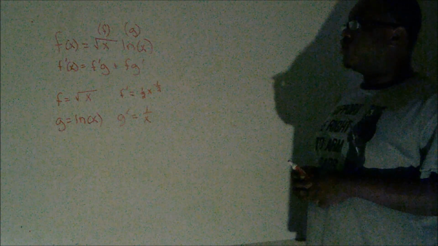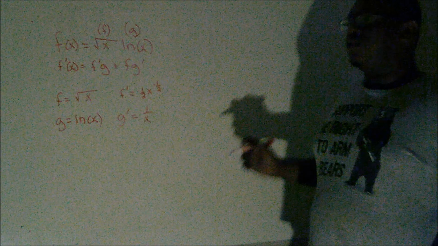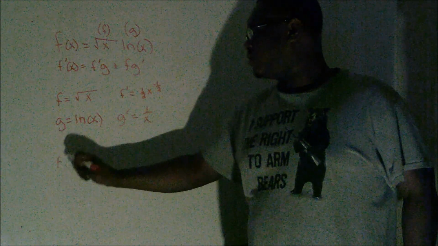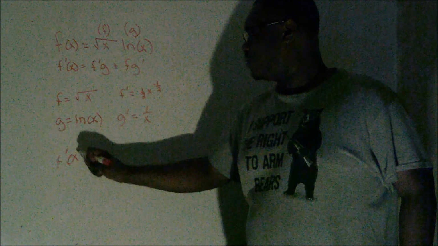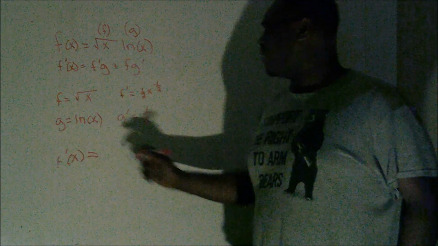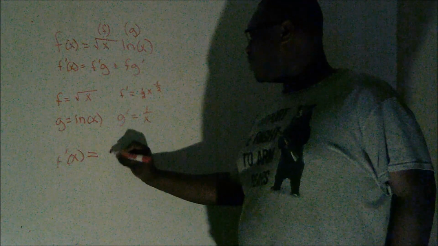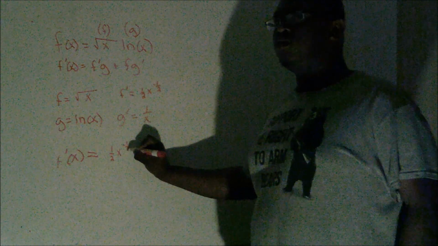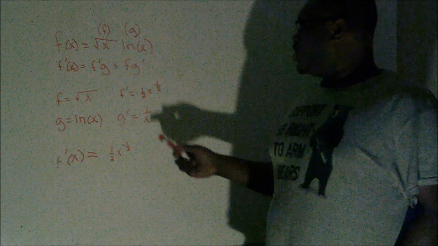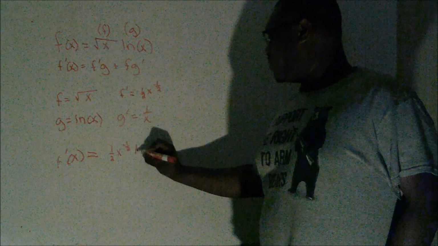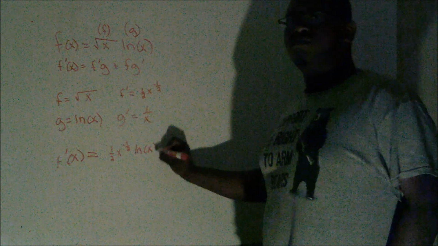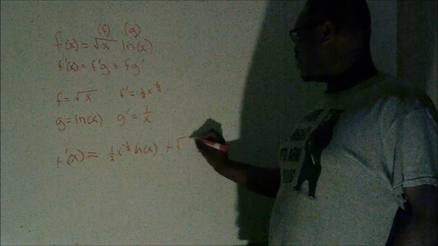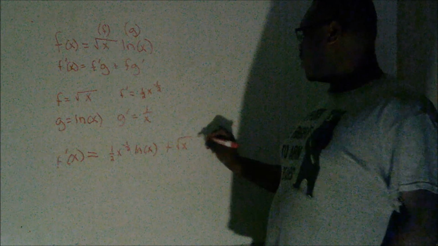And now all we do is plug everything back in. So we have f prime of x is going to be equal to f prime, which is 1/2 x to the negative 1/2, times g, which we said was natural log of x, plus f, which is the square root of x, times g prime, which is 1 over x.